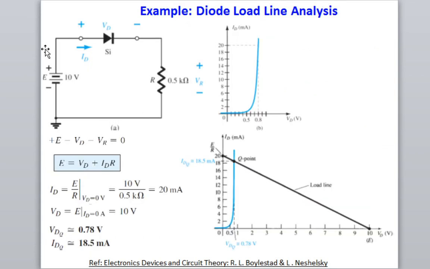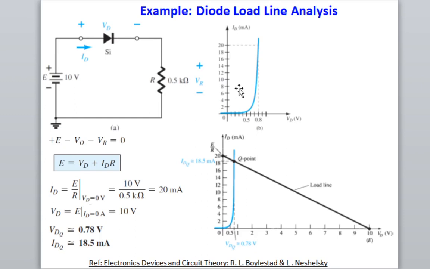I have given a problem: a 10 volt power supply, a silicon diode, and a 0.5 kilo ohm resistance. Along with this problem, you are given a characteristics curve. So this is the characteristics curve of this diode. VD is given, ID is given.